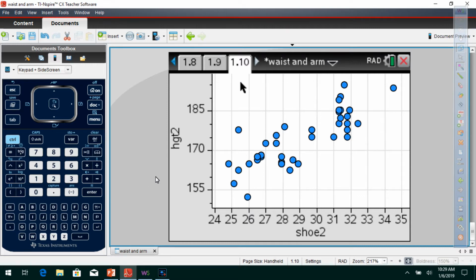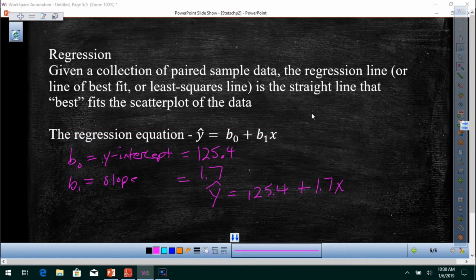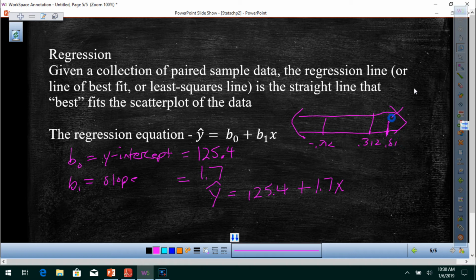Okay, so let's go back and we'll just draw some. I got negative 0.312, and I got positive 0.312. And my R is over here at 0.81. So I would say there is a strong positive correlation.